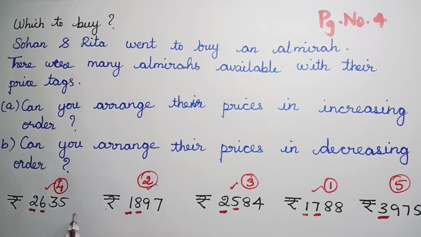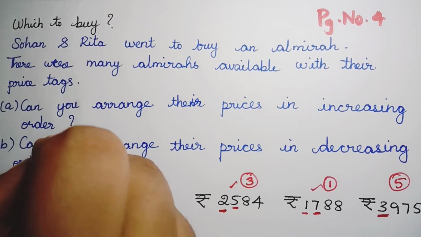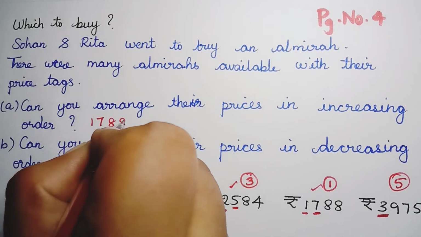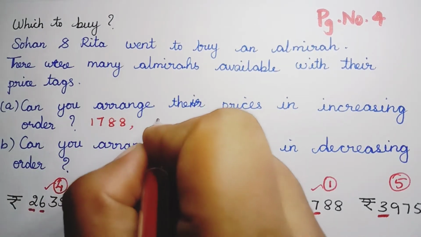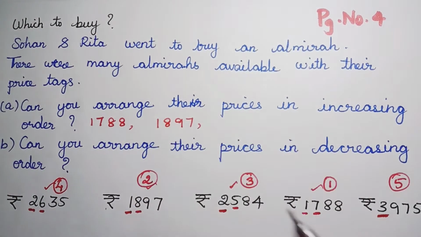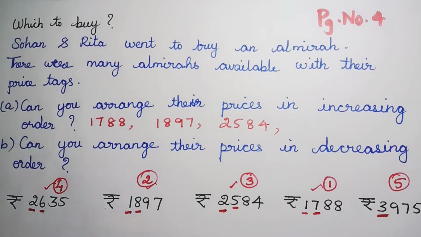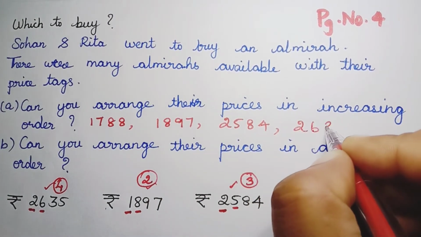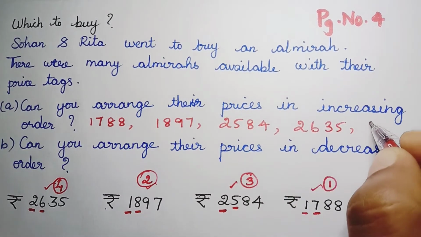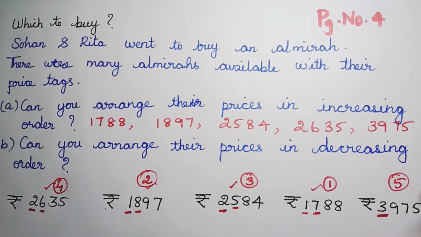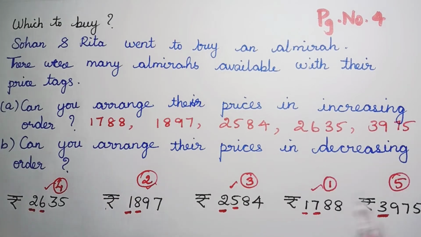Okay, we have numbered this in ascending order or increasing order. Okay, so we will write the answer here. So 1788, 1897, 2584, 2635, 3975. Okay, this is the increasing order of the prices and we have to write it in decreasing order.